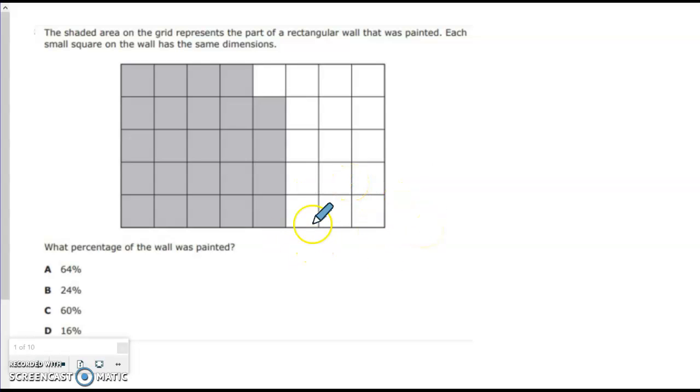So the first one, we want to see what percentage of this wall was painted. Since it's divided up into pieces, I would look at it as a fraction first. If you look at the whole wall, it's 5 squares tall and 8 squares wide. So 5 times 8 means there's 40 squares in the whole wall. Then if you look at the shaded part, you have 4 rows of 5, so 20, and then 4 more, that gives you 24 out of 40.